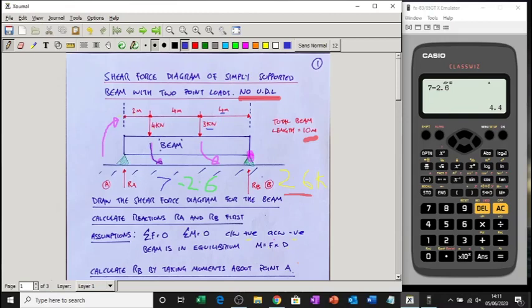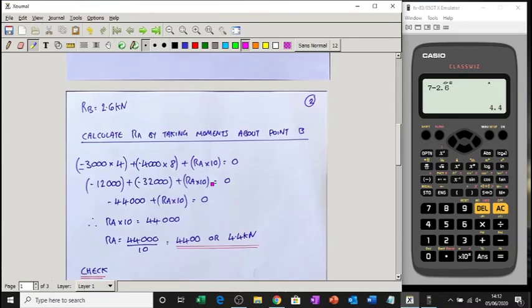RA is going to go clockwise, and it's 10 meters away. So it's going to be RA times by 10. It's going clockwise, so it's positive. So we'll add that up, make sure the sum is equal to 0. So we do minus 3,000 times by 4, plus minus 4,000 times by 8, close the bracket, minus 44,000 plus RA times by 10 equals 0.